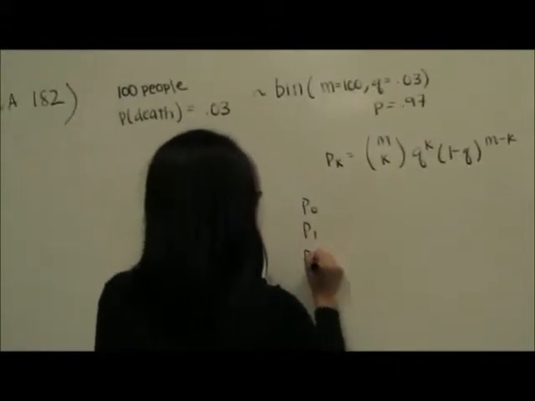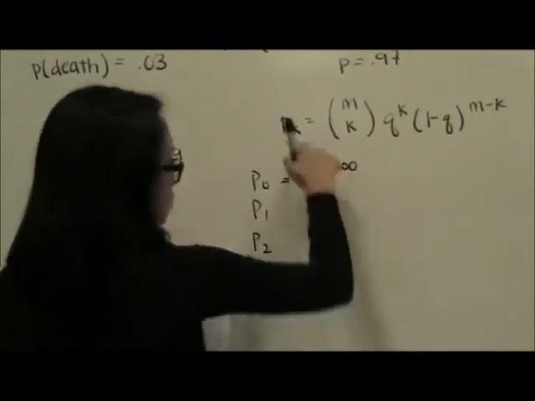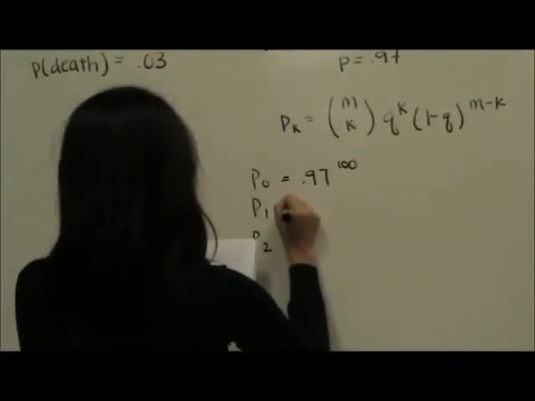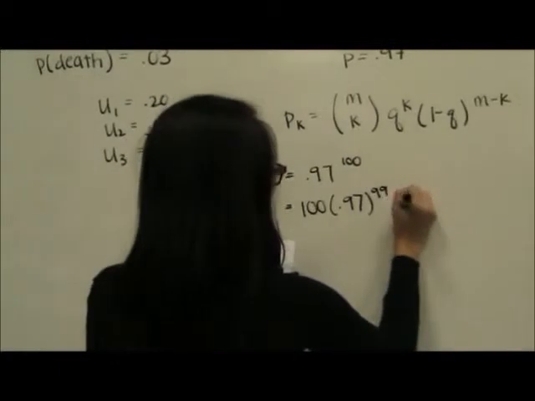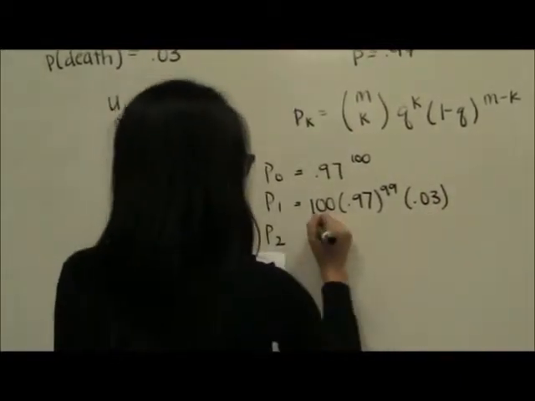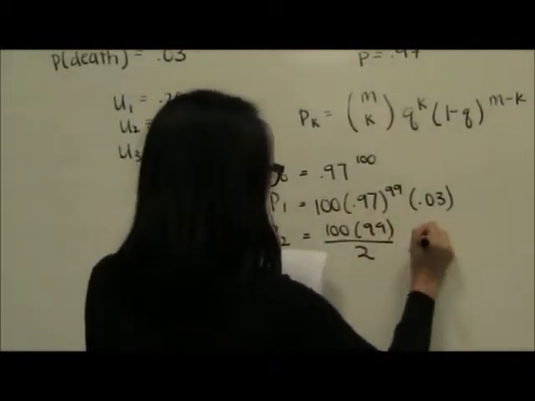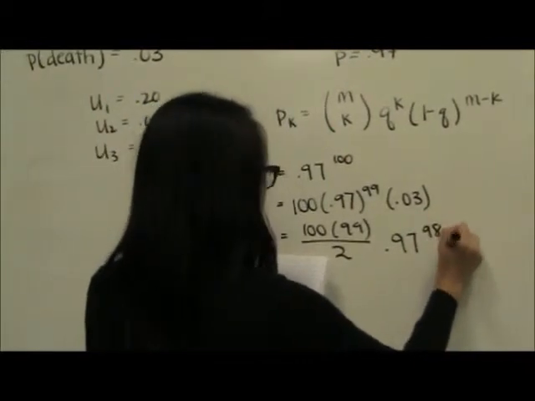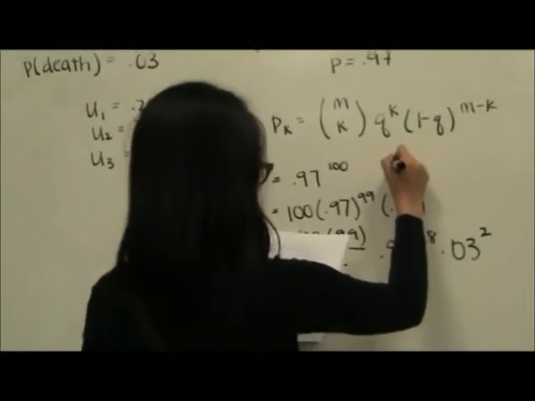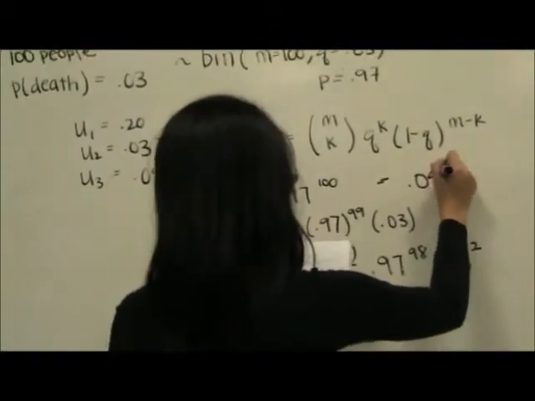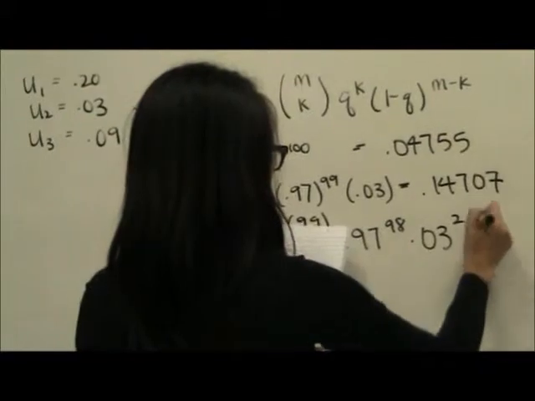So from here we know the equation is 0.97 to the 100th power, just plugging 0 into here. And this one is equal to 100 times 0.97 to the 99 power times 0.03. And this one is equal to 100 times 99 divided by 2 times 0.97 to the 98th power times 0.03 squared. So plugging all of this into our calculators, we get the following values: 0.04755, 0.14707, and finally 0.22515.